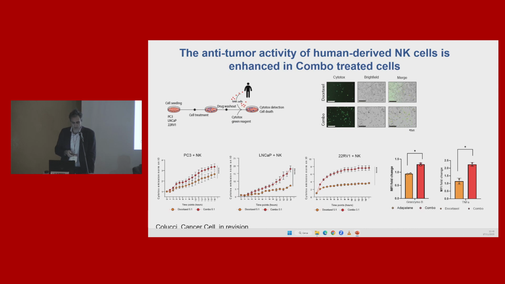And in an effort to develop a novel therapeutic opportunity for prostate cancer patients, we asked whether this combination of compounds could also enhance the efficacy of human NK cells, which are derived from healthy subjects. So we treated different tumor cells with either docetaxel or the combination of docetaxel plus adapalene. And when we co-cultured them with NK cells, we were able to see that the pro-senescent combination of the two compounds was activating NK cells very strongly, only in the combo but not with docetaxel.